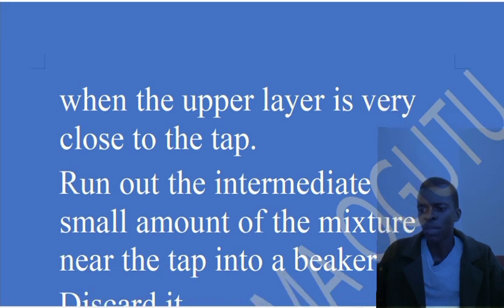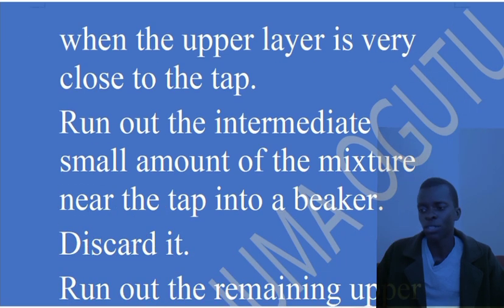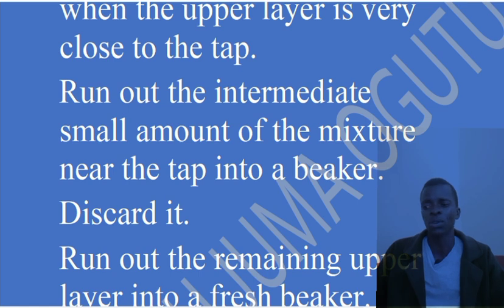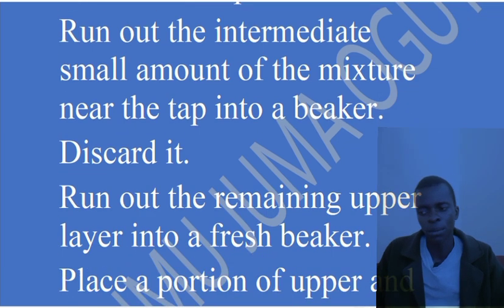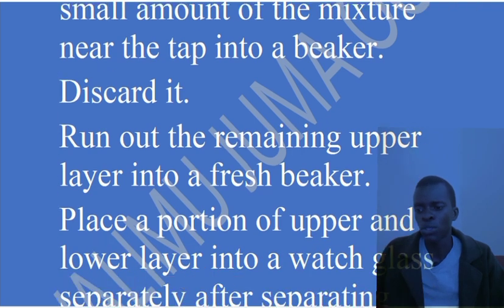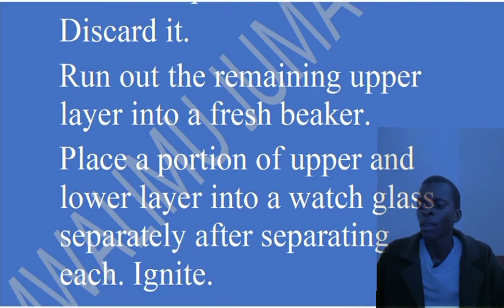A small amount of the mixture near the tap goes into a beaker. Then we discard it because it contains both the paraffin and the water. And then we run out the remaining upper layer into a fresh beaker. Then we place a portion of the upper and the lower into watch glasses, different watch glasses, separately.